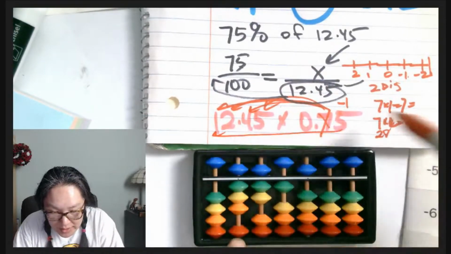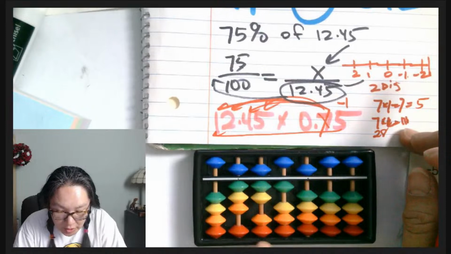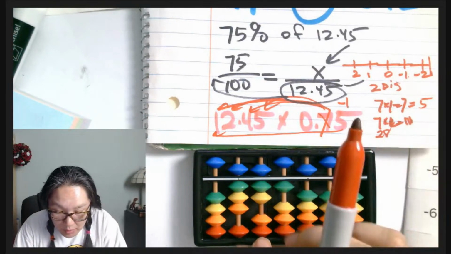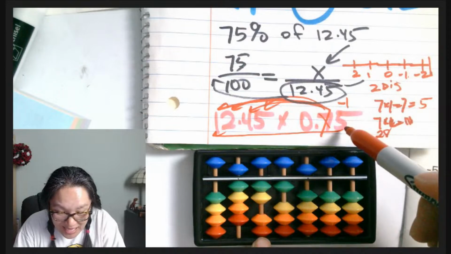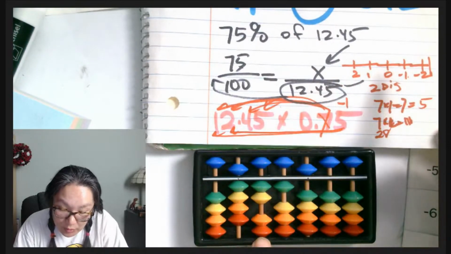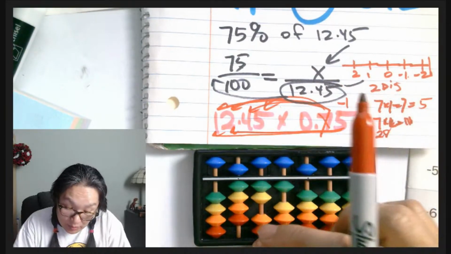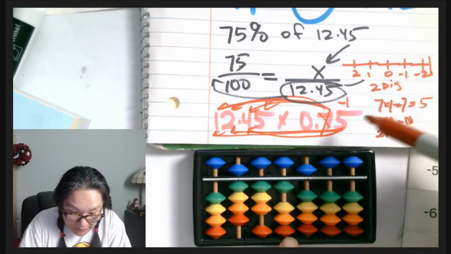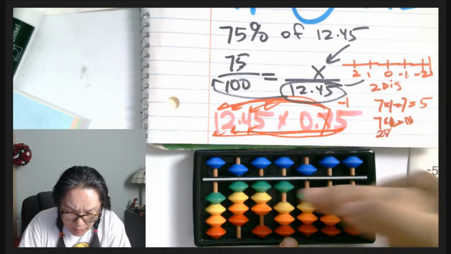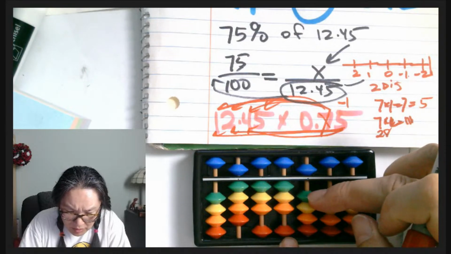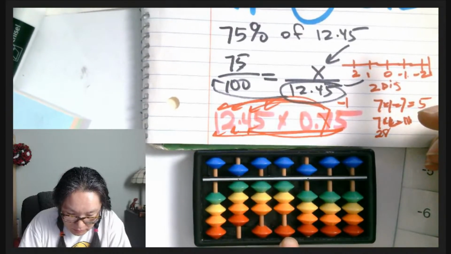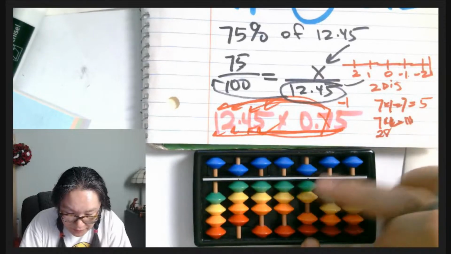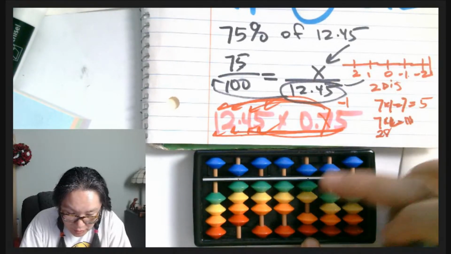5 times 1 is equal to 5. 5 is a single digit. I go back one column, I add the 5. I don't have enough beads to add the 5. What do I do? Plus the 10, minus the 5. And then 5 times 2 is equal to 10. Plus the 1, and add the 0, plus the 5. 5 times 4 is 20. Plus 2, plus 0. 5 times 5 is 25. Plus 5, plus 2, plus 5.